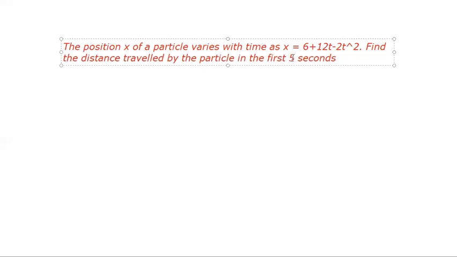So what we do in such cases is that, instead of just putting the value of t = 5 in this, which will give you the displacement of the particle, that is, where the particle is at that moment, this will not give you the distance traveled by the particle. So to solve this, you have to draw the velocity-time curve.